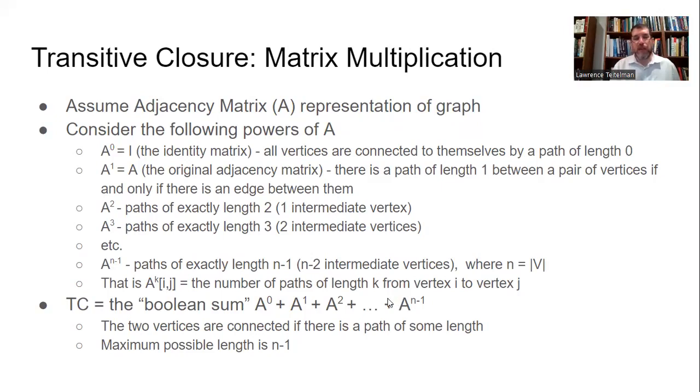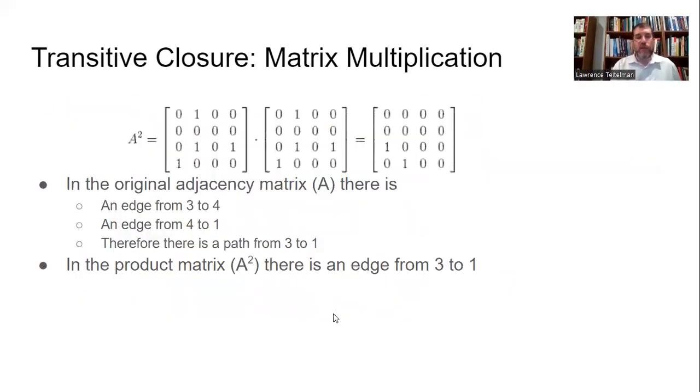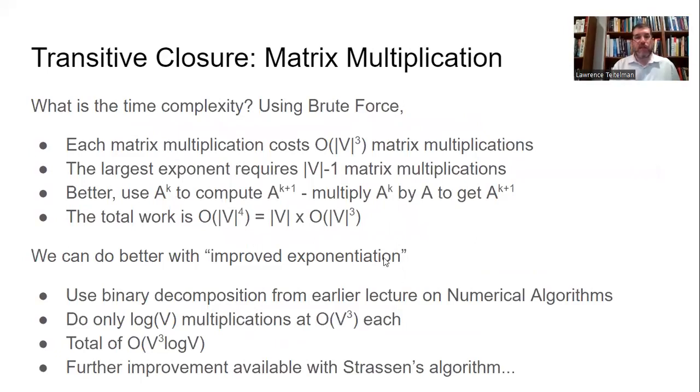Let me say that differently. Let's say I have A squared. I just multiply that by A to get A cubed. So I don't need to start from scratch. So really that should be n to the 4th, or V to the 4th, if V is the number of vertices. But we can use exponentiation. Remember where I use a binary approach?